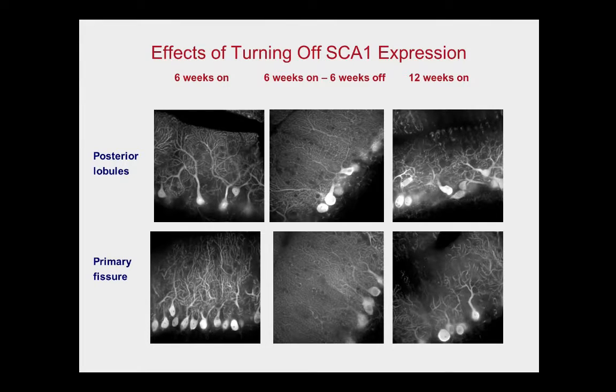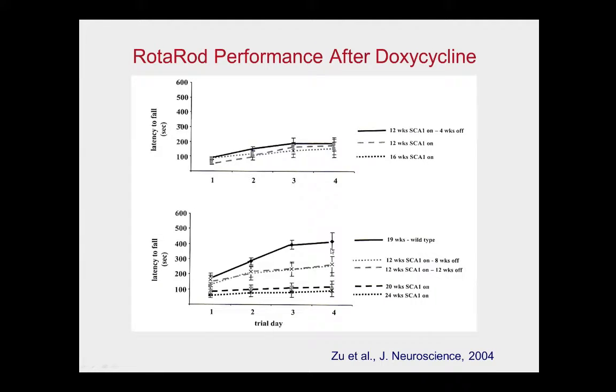What do you see pathologically? This is what it looks like at 6 weeks on. This is what it looks like at 12 weeks on. And this is what it looks like if you turn the gene off halfway. So you get considerable improvement, actually even over what it looked like at 6 weeks on. You see a much more robust and full dendritic tree.